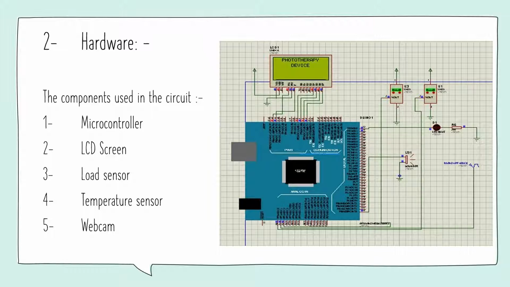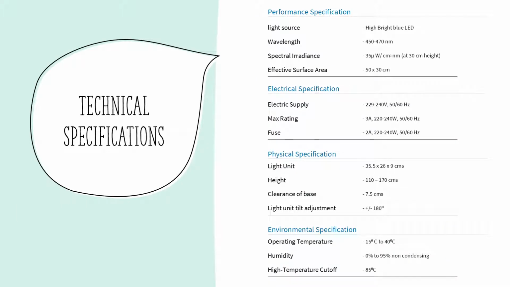So the components used in the circuit are a microcontroller, LCD screen, load sensor, temperature sensor, and webcam. So technical aspects. The performance specifications. In the light source, we have high bright blue LED, with a wavelength from 450 to 470 nanometer.